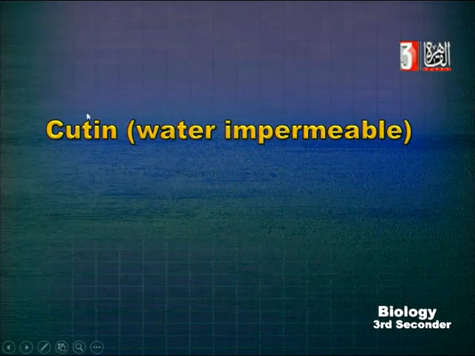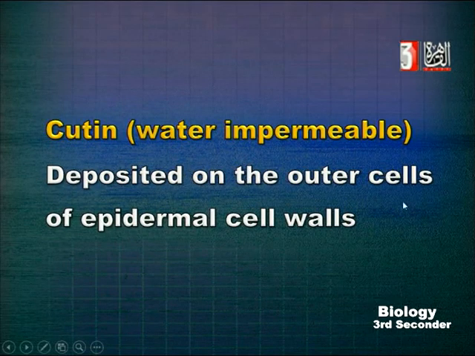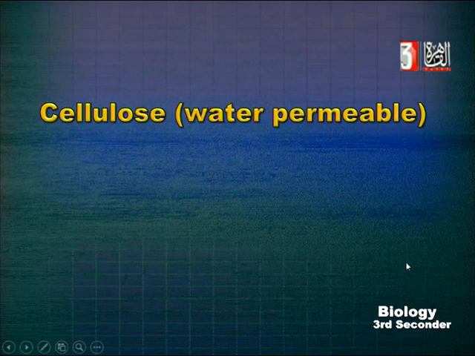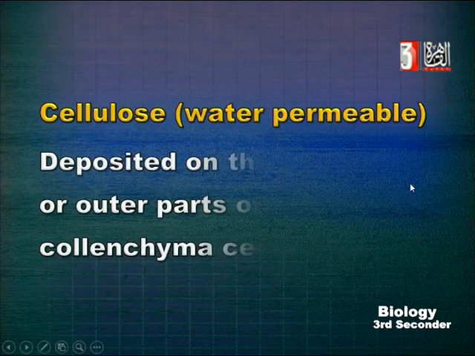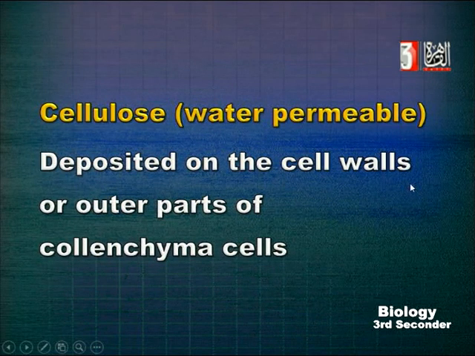Okay. Cutin is water impermeable, deposited on the outer side of the epidermal cell wall. Right, that cutin is present only on one side. And this is cellulose, water permeable, which allows the passage of water and dissolved substances.